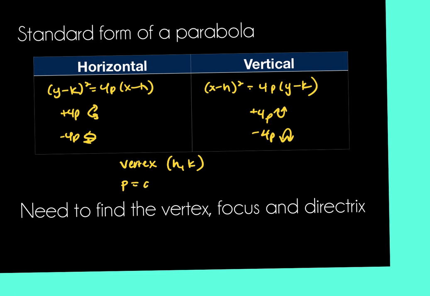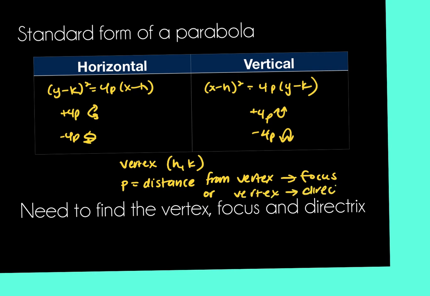And then p is the distance from the vertex to the focus or vertex to the directrix. And remember, your focus is an x, y coordinate. Your directrix is an equation. So it's x equals a number or y equals a number. So you've got to figure out which direction it goes. You've got to plot your vertex. If it's supposed to go to the right, you go to the right whatever p is, that's your focus. You go to the left, that's your directrix.